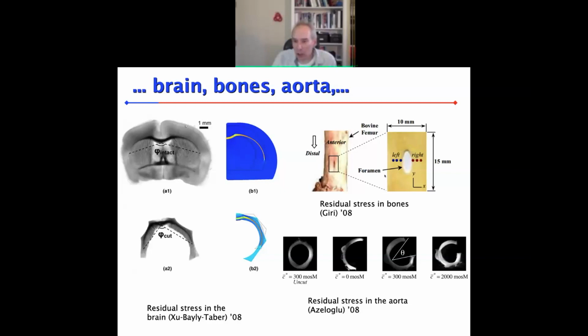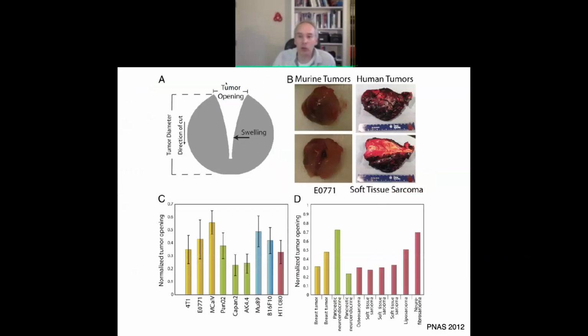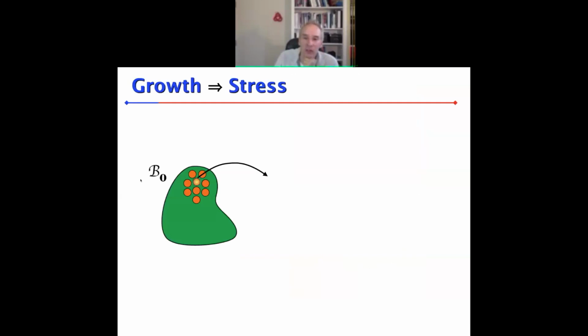Even in bones, if you make a little slit in bones, you'll see a little bit of opening. It's not much residual stress, but it's there. You have that in aorta and so on. So you'll find it everywhere, even in tumor. If you slice a tumor, you'll see that opening. So during growth, it has built these stresses that you can relieve by cutting. And so the question is, how do you model that? How do you think about that? Because all these aspects are key to understanding the correct functional properties of the system.